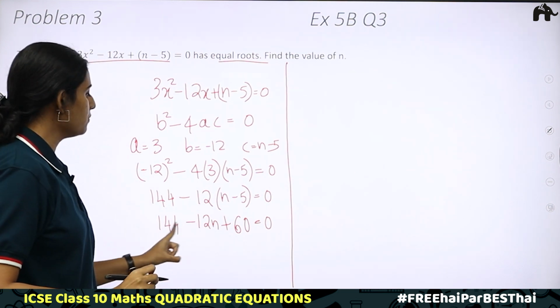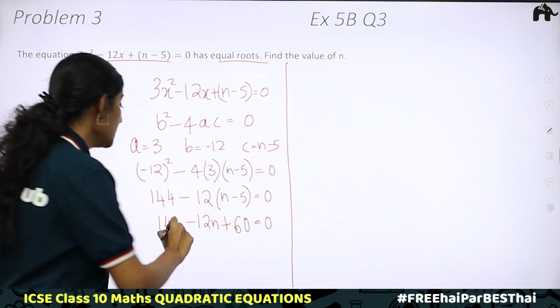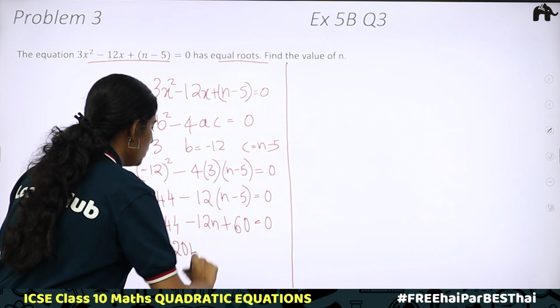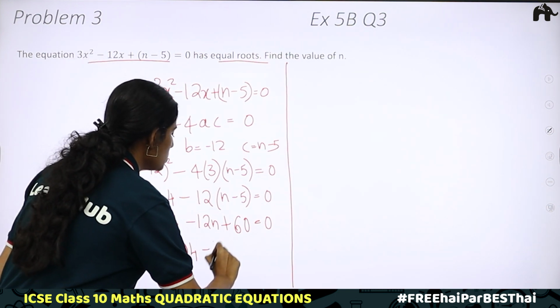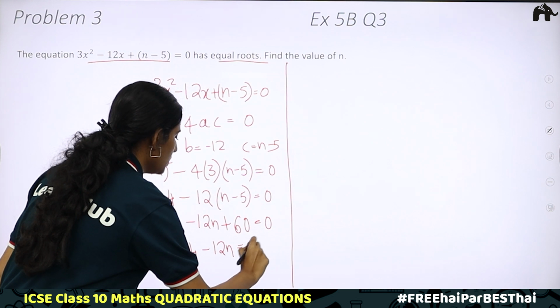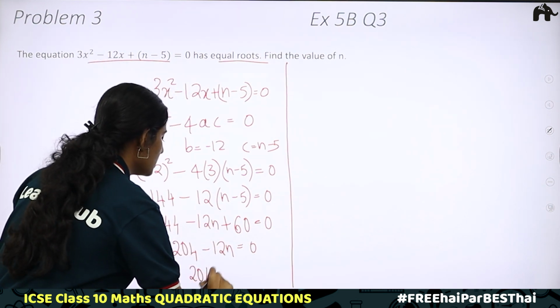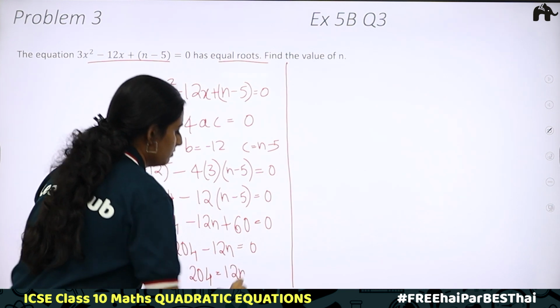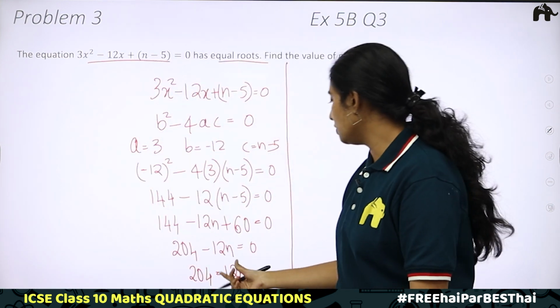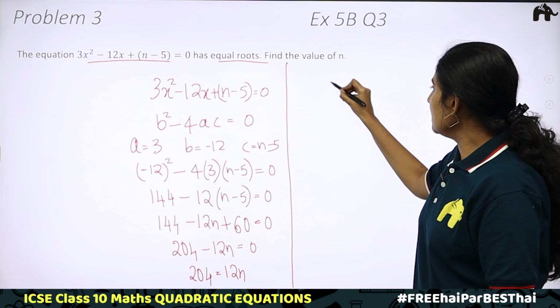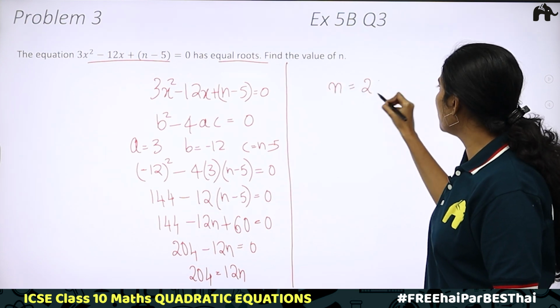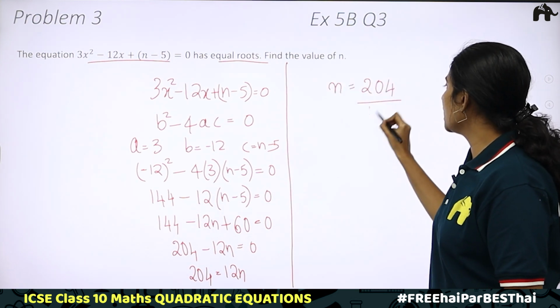Now what is 144 plus 60? You will be getting 204. 204 minus 12n is equal to 0, which means 204 is equal to 12n. That is, n is equal to 204 divided by 12.